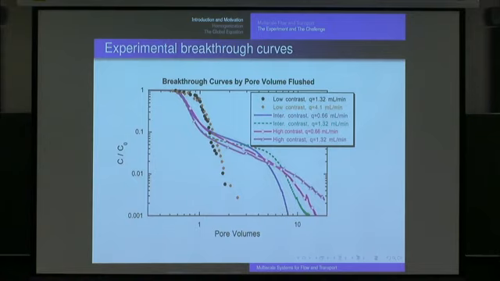Forgive me for asking, but I don't quite understand what's being plotted. What's the pore volume? I'm sorry, ask again, please. I don't understand what you're plotting. What we're plotting. Okay.